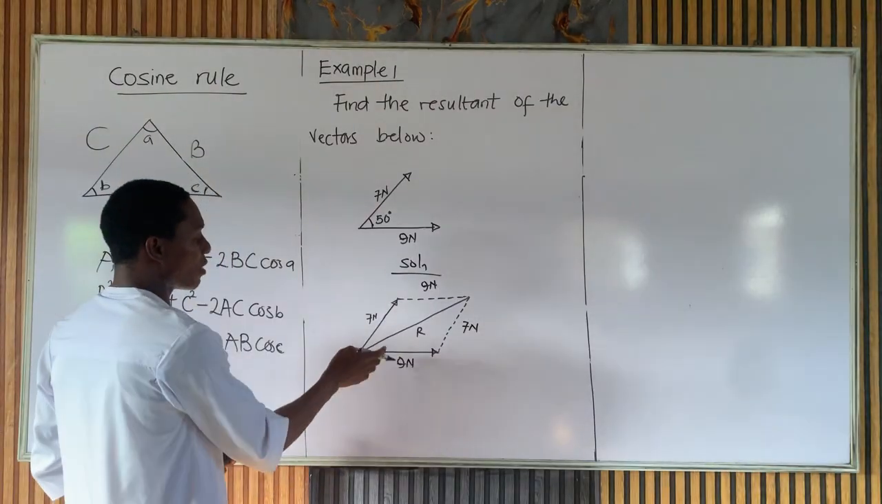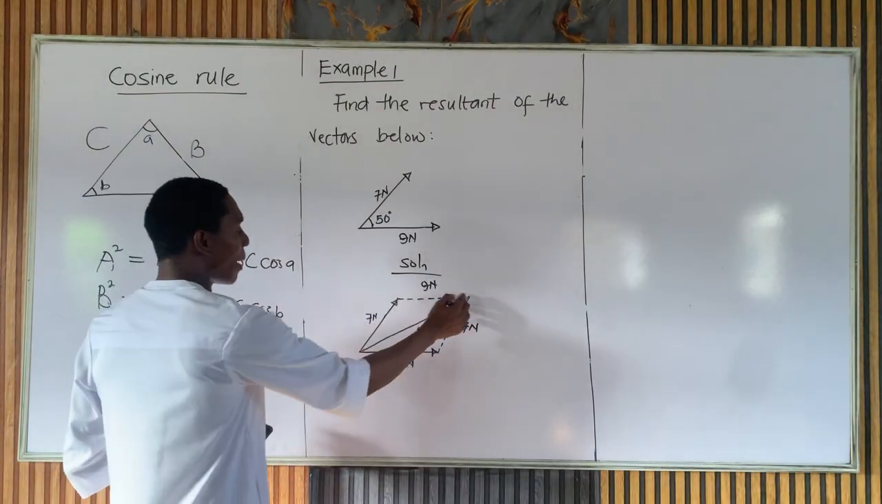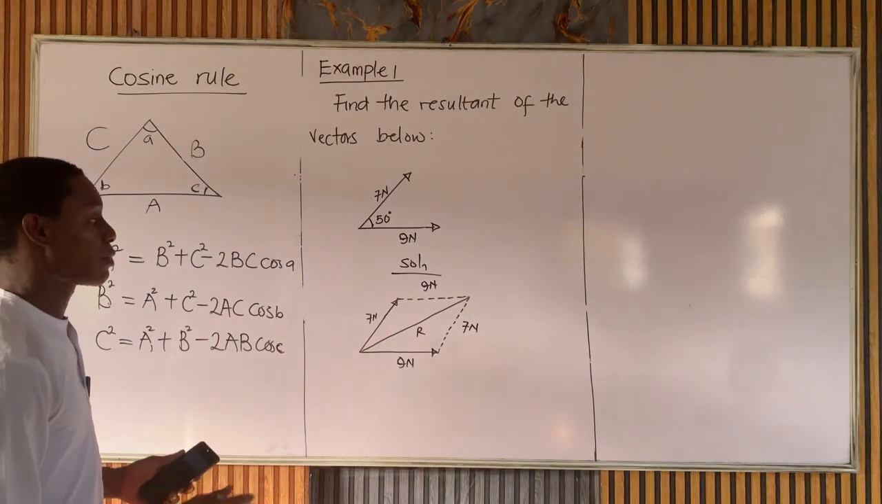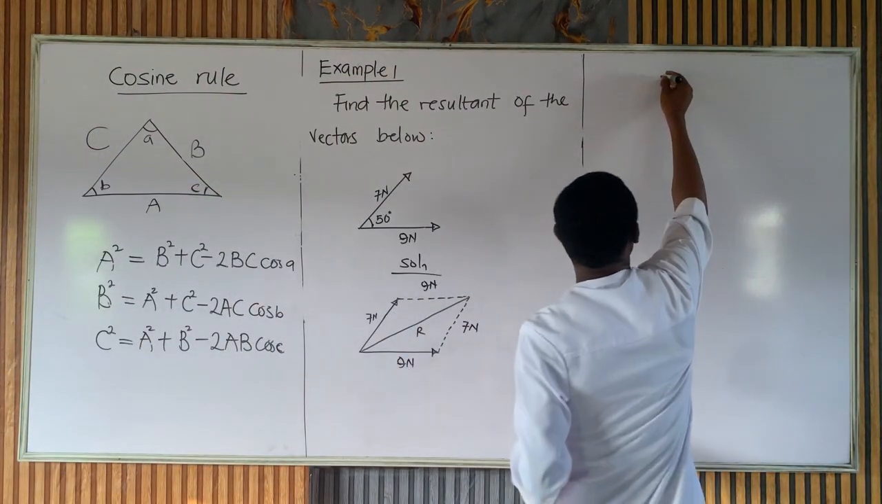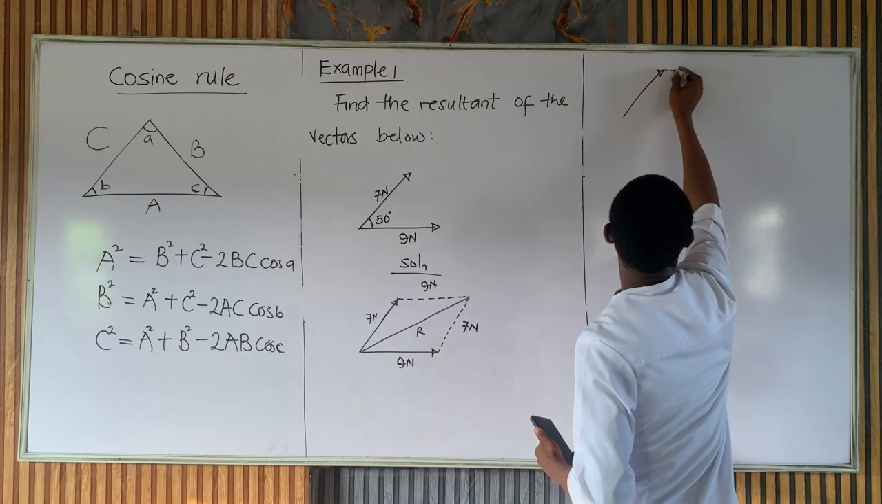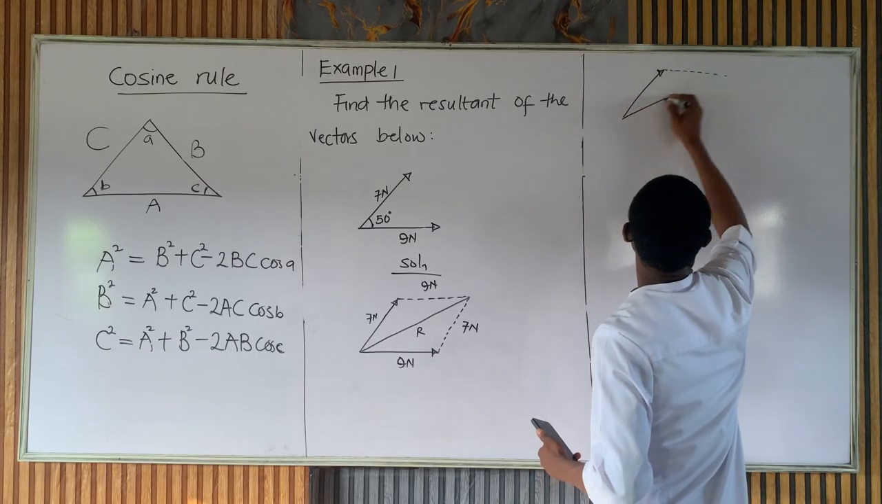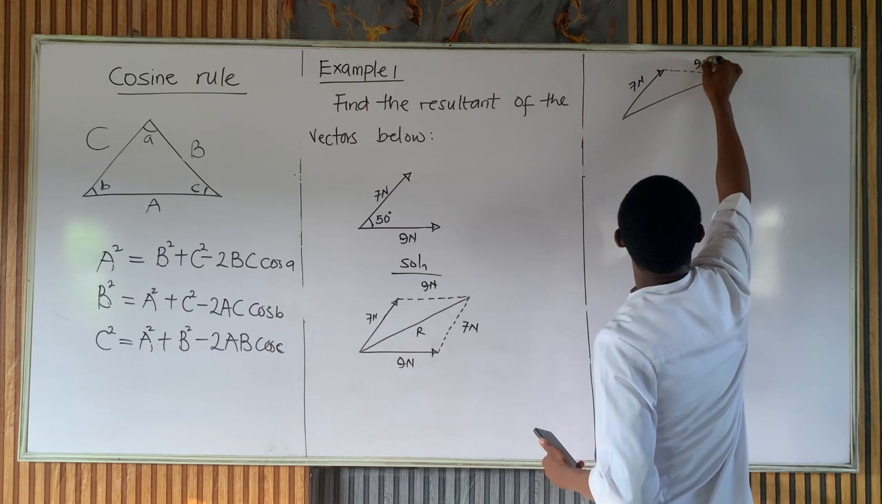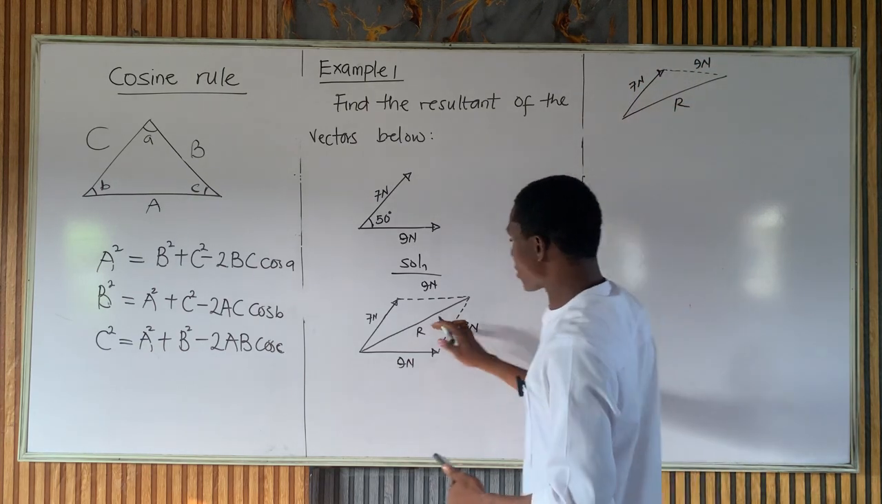Now, if you watch carefully, this is like two triangles. We have the upper triangle and the lower triangle. And so you can use any triangle and apply the cosine rule to it. Let's take the upper triangle for instance. That will still give us the same answer, even if you take the upper or lower triangle. But this is 7 Newton and 9 Newton, and this is the resultant.